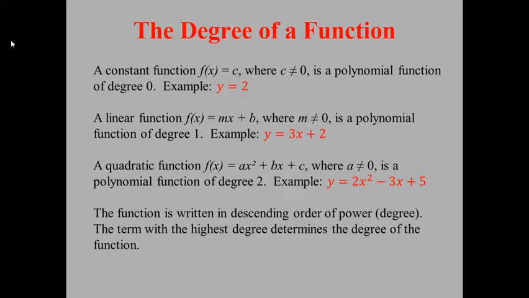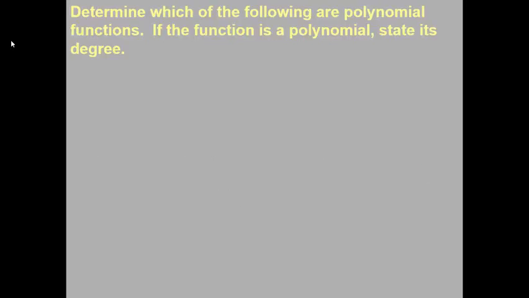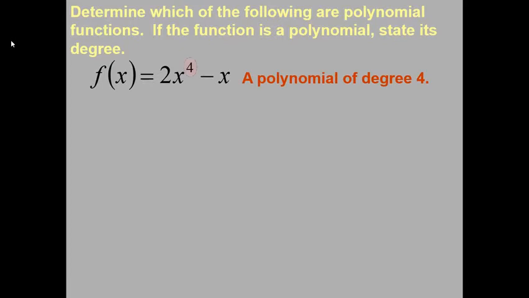The function is written in descending order of power. The term with the highest degree determines the degree of the function. Let's take a look at that. Determine which of the following are polynomial functions. If the function is a polynomial, state its degree. Let's take a look at f of x equals 2x to the fourth minus x. Which degree is this polynomial function? That's right, this is a polynomial of degree 4.